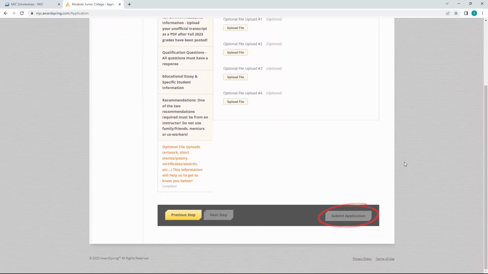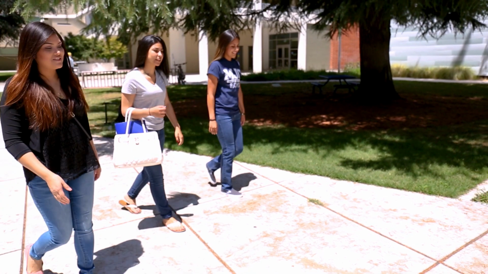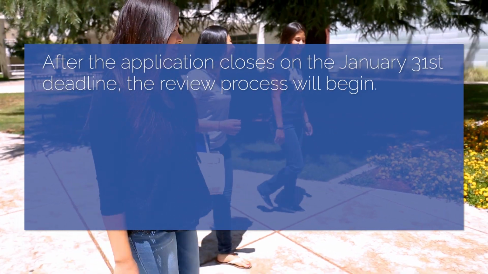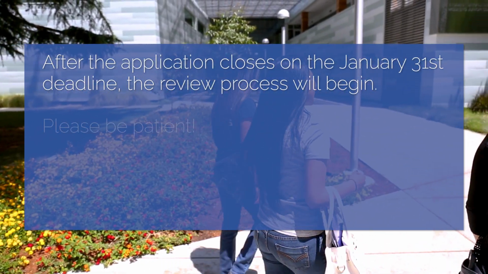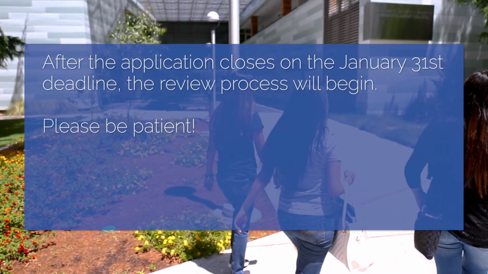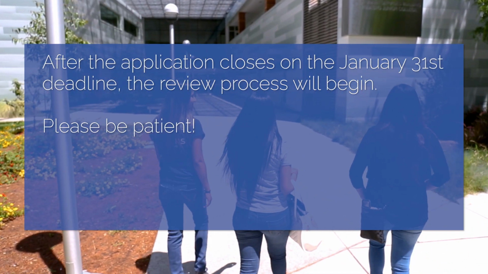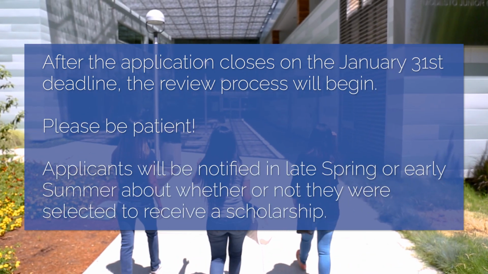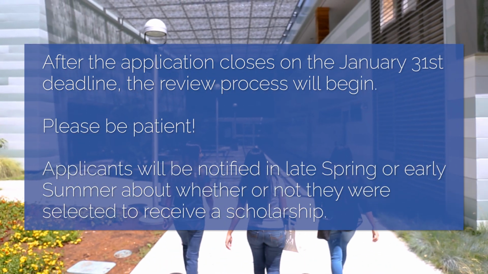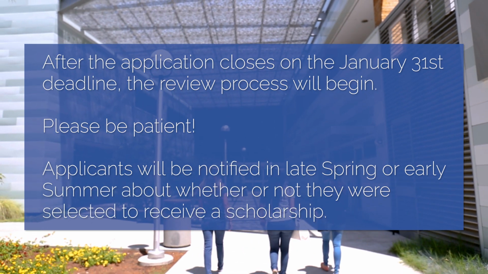The application will shut down at midnight the evening of the deadline, January 31st, and will no longer be accessible to students. It is at that time the scholarship committee, donors, and departments will begin scoring, reviewing, and selecting winners. This is not a quick process. It takes a lot of time and effort to read through each application and make the final selections. Students will be notified late spring, early summer as to whether or not they have been selected to receive a scholarship.